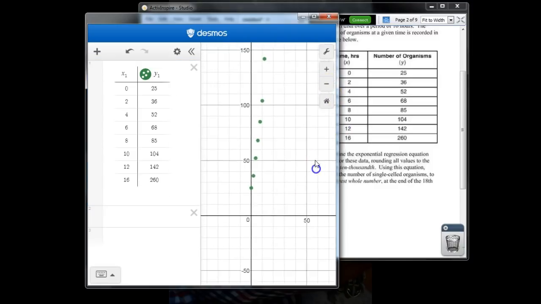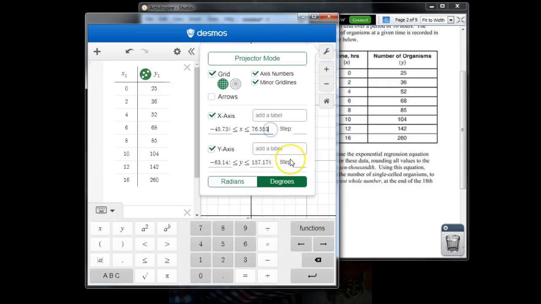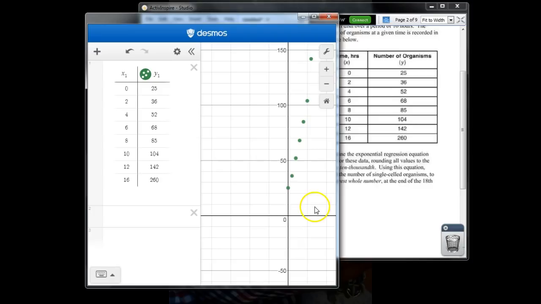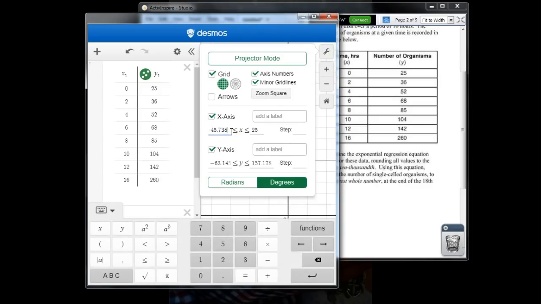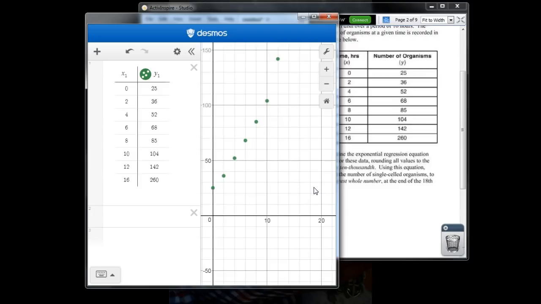Alright. Let me change the x-axis to, let's go to 25. And let me change this to 0. You don't have to do this, I'm just doing it so I can show you what it looks like better. Alright, so that's what it looks like.